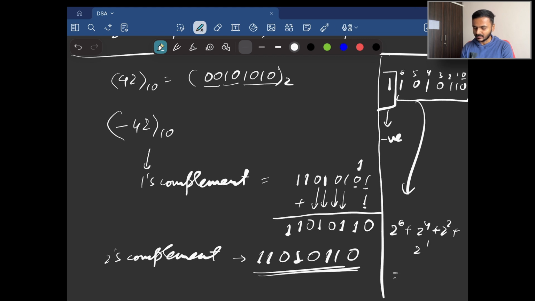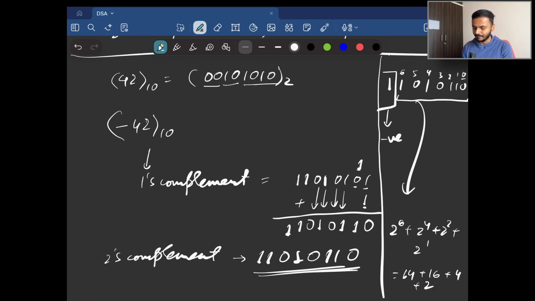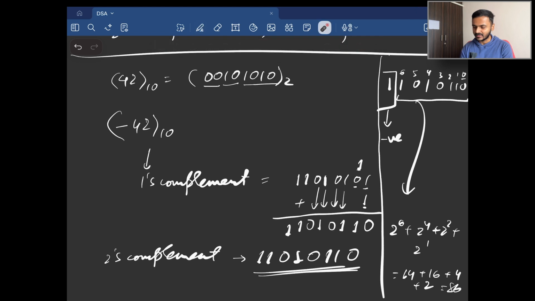And 2 to the power 6 is 64. 2 to the power 4 would be 16. 2 to the power 2 is 4. And 2 to the power 1 is 2. And we have 64 plus 16, 80, plus 4 is 84, plus 2 is 86, which is clearly not the number that we had used. We had used minus 42, right? So how do we get minus 42 starting from 1101 0110?